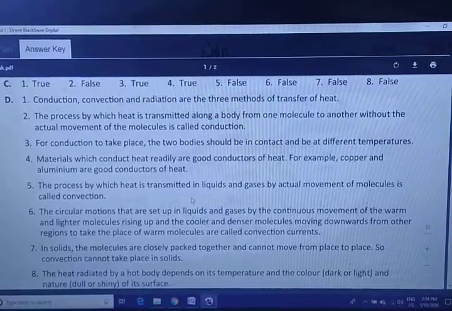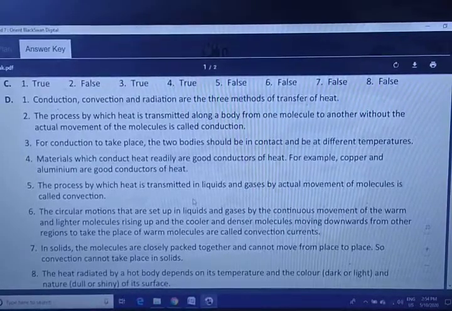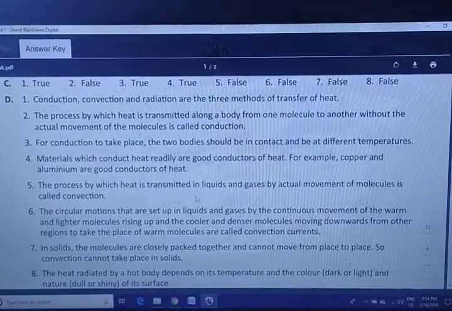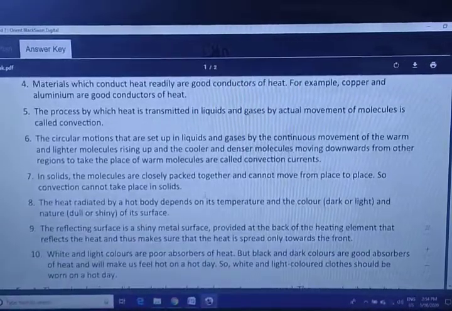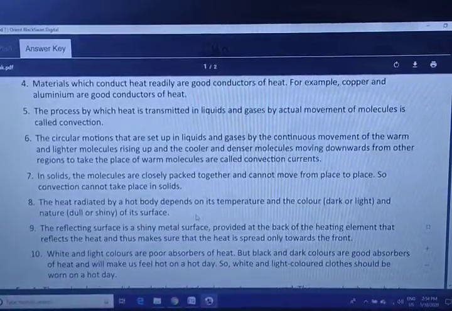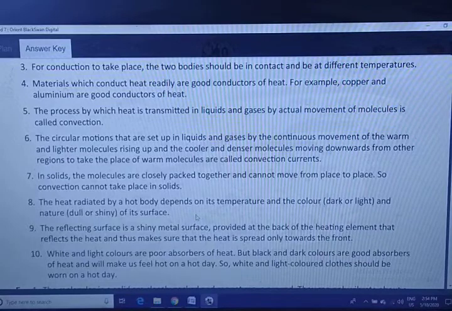Now 5th question, what do you mean by convection of heat? What is the meaning of convection of heat? The process by which heat is transmitted in liquids and gases by the actual movement of molecules is called convection. So you have written the 5th answer.